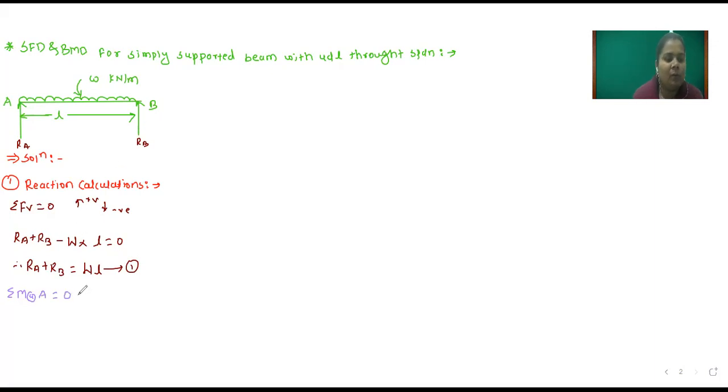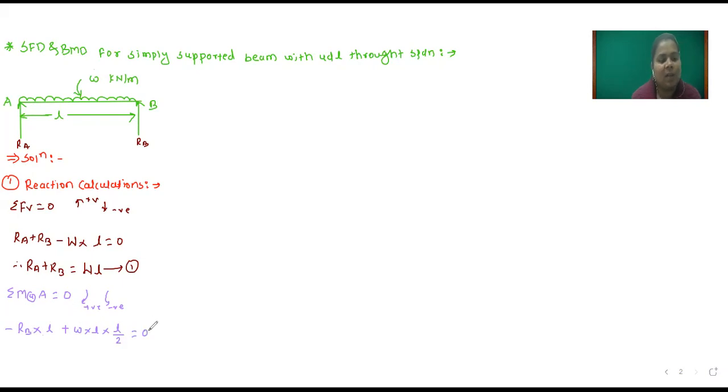Okay, now whenever we take moments, clockwise moment will be plus and anti-clockwise moment will be minus or negative. But these sign conventions are only useful for reaction calculations. Please remember this also. So this RB creates an anti-clockwise moment about RA, so minus RB into perpendicular distance L. Then this W creates a clockwise moment about point A, so plus W into L, because we have to convert the UDL to a point load, and it will act at L by 2, which is equal to 0.